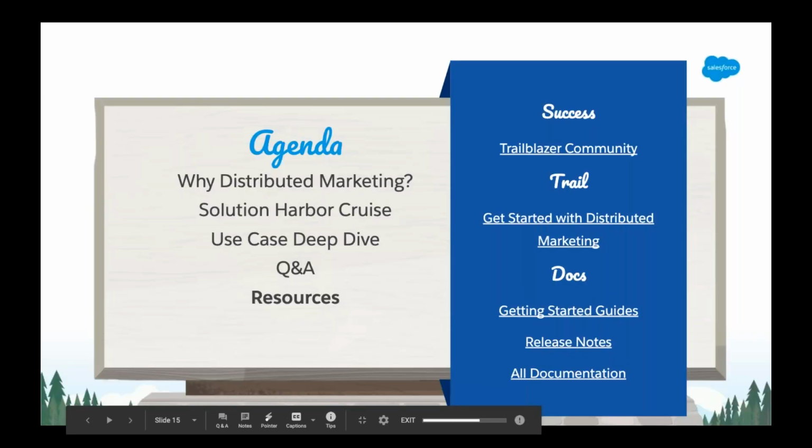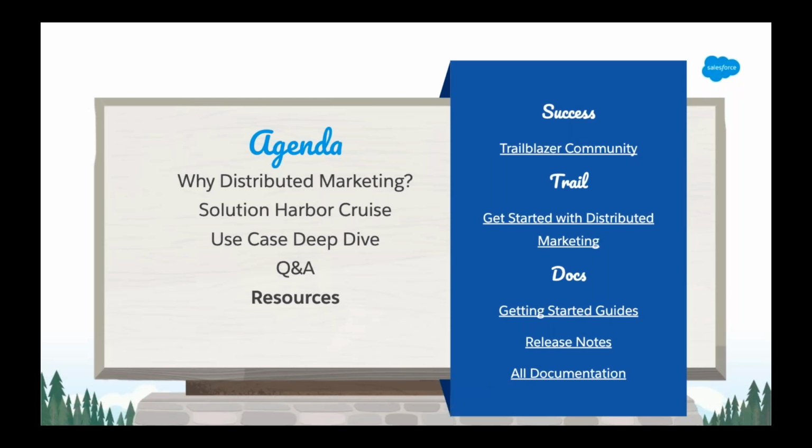So in general, there's a lot of places to go. These are my favorite 5. So we do have a success community. In the Trailblazer community, there's a group for distributed marketing. I am increasingly active on it, and we have customers that are increasingly active. It's a great way to get in touch with us for non-emergencies. You still use your support mechanism if something's going wrong, but this is a great place to learn when new things are coming, get demos, etc.